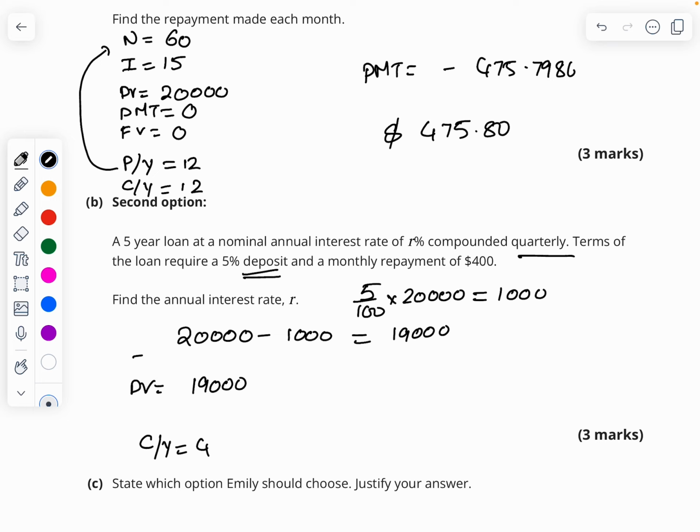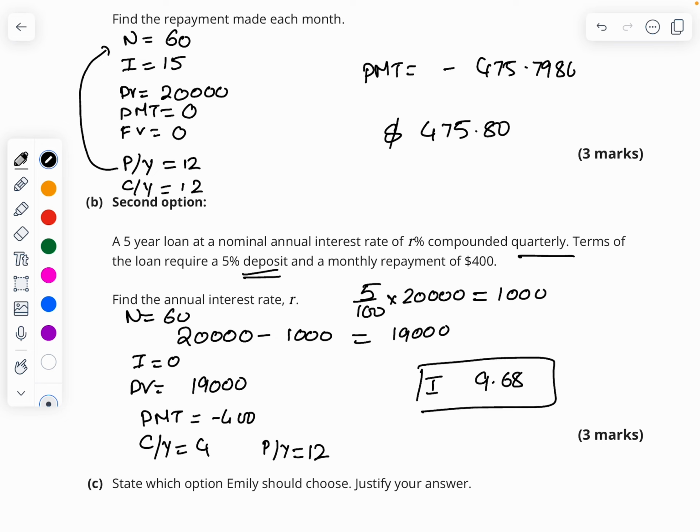Then the interest rate has to be calculated, so keep it 0. Again we are paying a monthly repayment, PMT. PMT is going to be nothing but how much? Minus 475.80, the monthly repayment. So P/Y will be 12. If P/Y is 12, N will be 5 times 12, which is 60. So therefore use the calculator to get the value of I, which is 9.68%. That's going to be the answer.